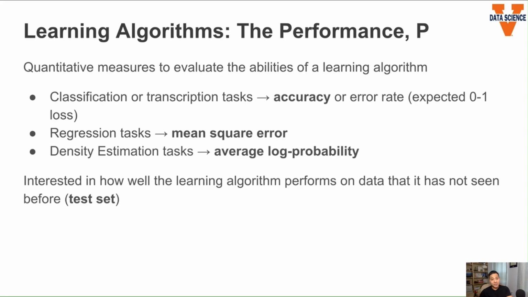When you're working on regression tasks where you're trying to predict some value, then the performance measure should be mean squared error. And when you do the density estimation task, then you may use something like average log probabilities. So it varies depending on the task, and we're only interested in seeing how the learning algorithm performs on data that it has not seen before. This data is called the test set. So when you evaluate the performance of an algorithm, that's where you evaluate, not on the training data that you use to train the algorithm.